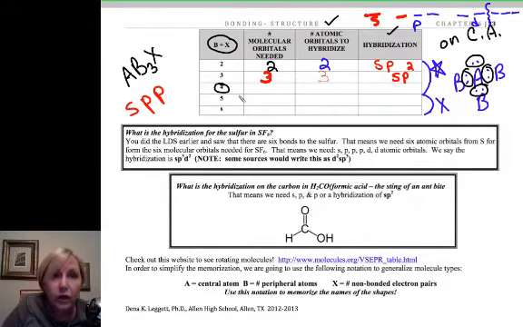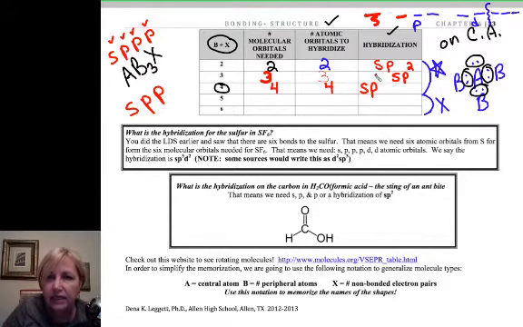What if I have 4? B plus X is 4. I need 4 molecular orbitals, so I take 4 atomic orbitals. And so I start with an S. I need a P, and a P, and a P. So 1, 2, 3, 4. This would be called sp3 hybridized. I think you see the trend here.